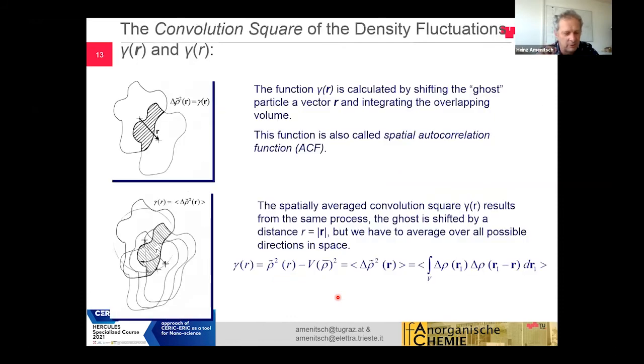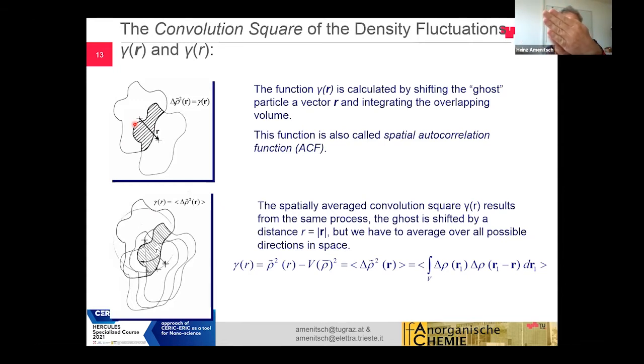And now, what is really important, something you nearly need to understand, is the convolution square of the density fluctuations. What I was describing before, this term here, this is the mathematical formulation, is nothing else than that you take a particle here, this is the particle, then you take a ghost particle and you shift it by a certain distance and you calculate the overlap integral.